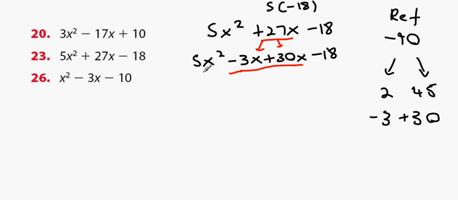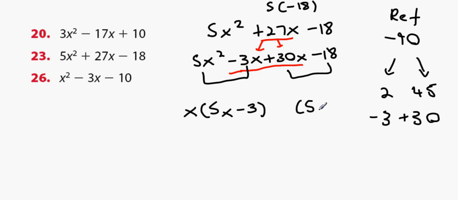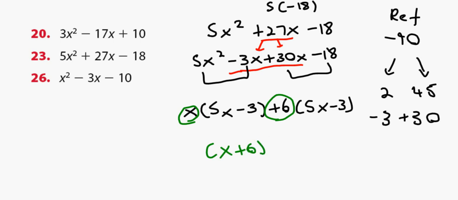The first two terms have x in common, which means we can take out x. Then we take x out of 5x squared, we're going to get 5x. Take x away from minus 3x, you get minus 3. We already know that the second bracket has to be the same. And what we need to figure out now is what multiplied by 5x gives you 30x, and the answer is going to be plus 6. Once again, same system as before. These two numbers go into the first bracket, and the remaining two go into the second bracket, 5x minus 3.